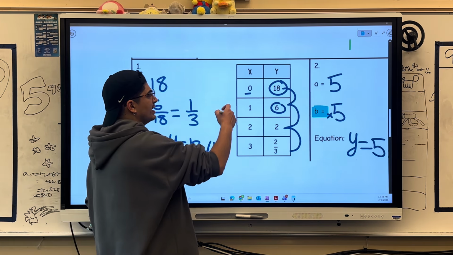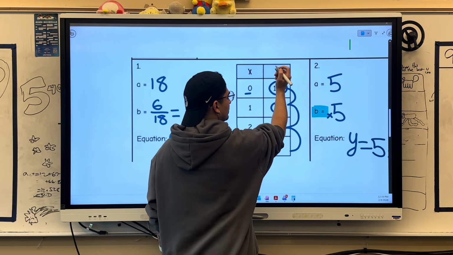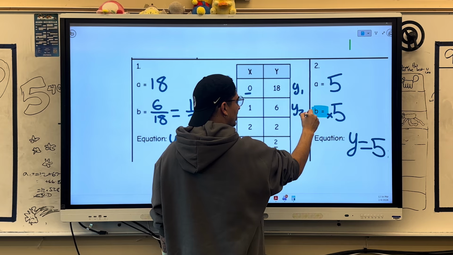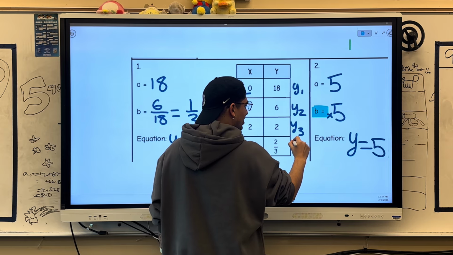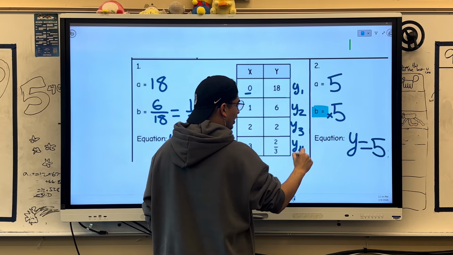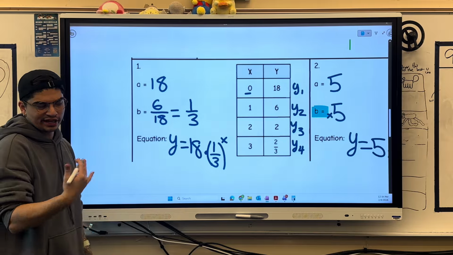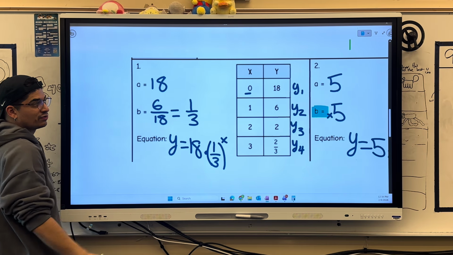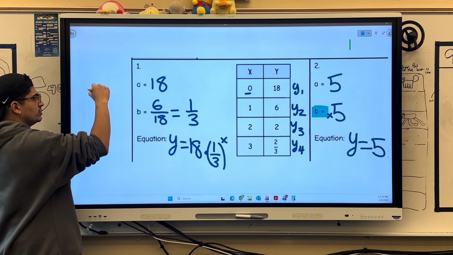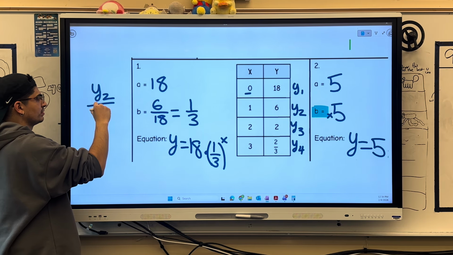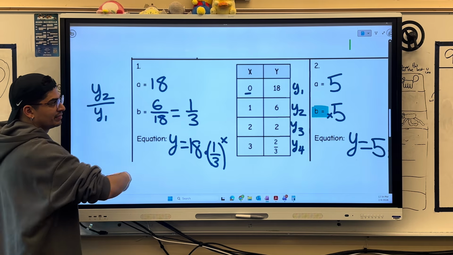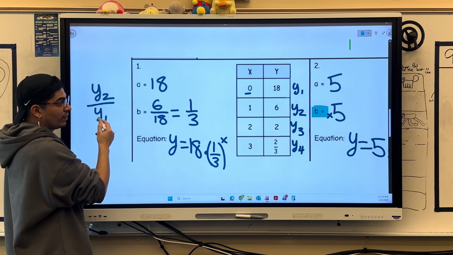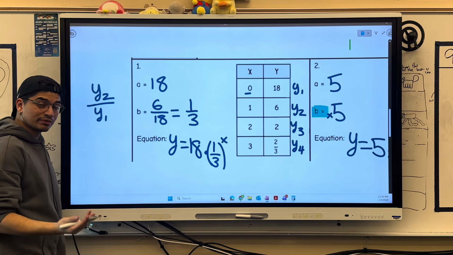So it's always a good thing to think to yourself that if this is the first y, and this is the second y, and this is the third y, and this is the fourth y, in order, if you ever want your common ratio, you're always able to do this even with more simple ones: y2 divided by y1. That's what I did. I took y2, 6, divided by 18, or my y1, and that got me 1/3, my common ratio.